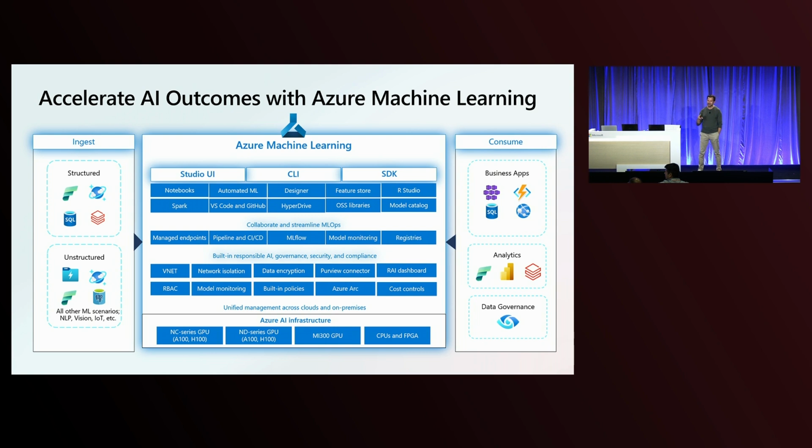Another key thing that Azure Machine Learning does really well and better than any of our competition is the built-in AI governance, security, and controls that enable you to deploy these models in a trustworthy, safe, and secure way. And all of that is built on top of the amazing Azure AI infrastructure with powerful GPUs, CPUs, scalable storage, and more.